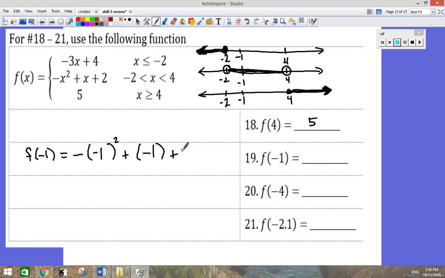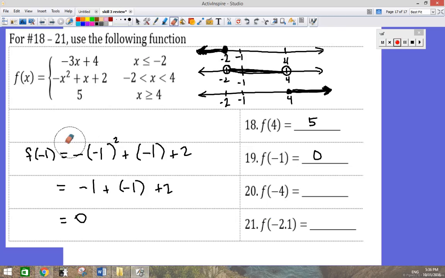And then add 2. So on this first term, although it's true that negative 1 squared is positive 1, that negative on the outside is saying take the opposite of x squared. So in this case, it's going to be a negative 1. Well, we're adding another negative 1. That's a negative 2. And then we're adding positive 2. So those cancel, and we get a total of 0. So I hope that helps.